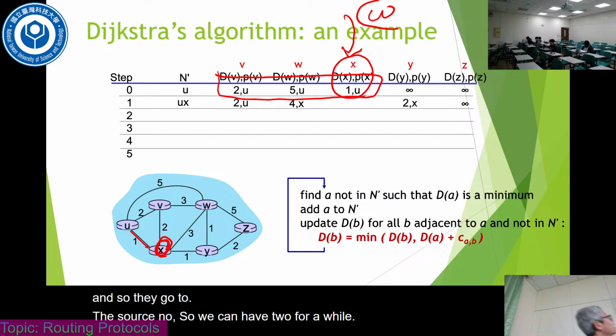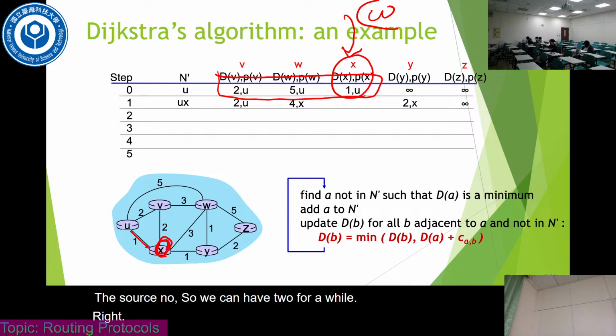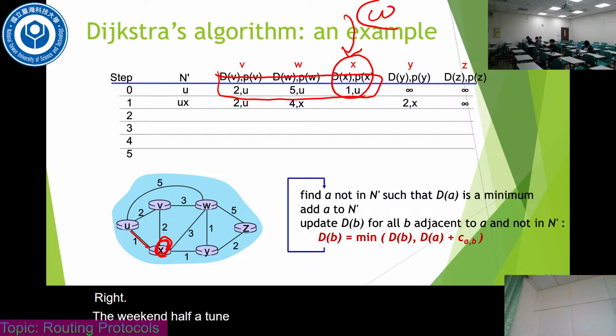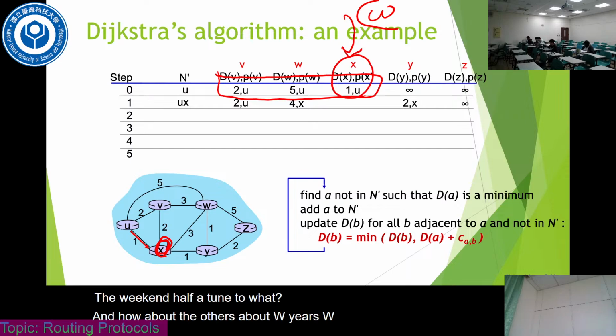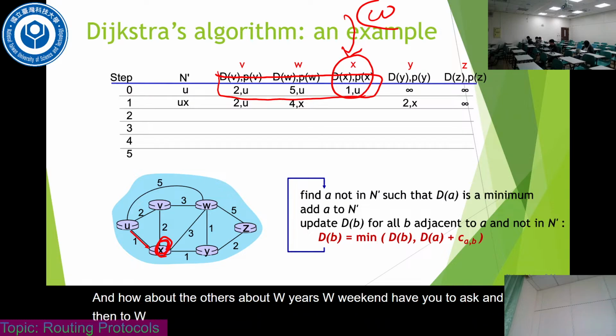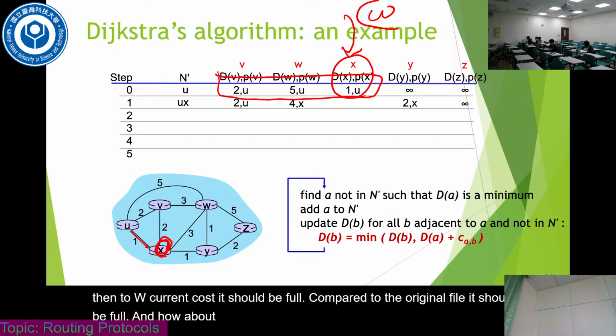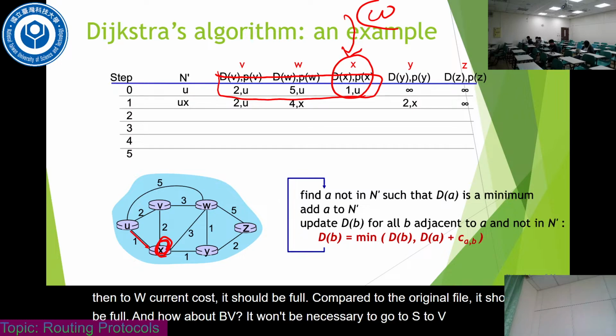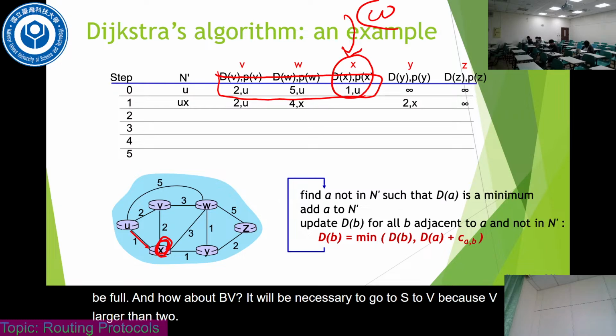Right? So we can have a 2 to Y. And how about the others? About W? Yes. W, we can have U to S and then to W. Current cost, it should be 4. Compared to the original 5, it should be 4. And how about V? V, it won't be necessary to go to X to V because 3 is larger than 2. And you can check the others.